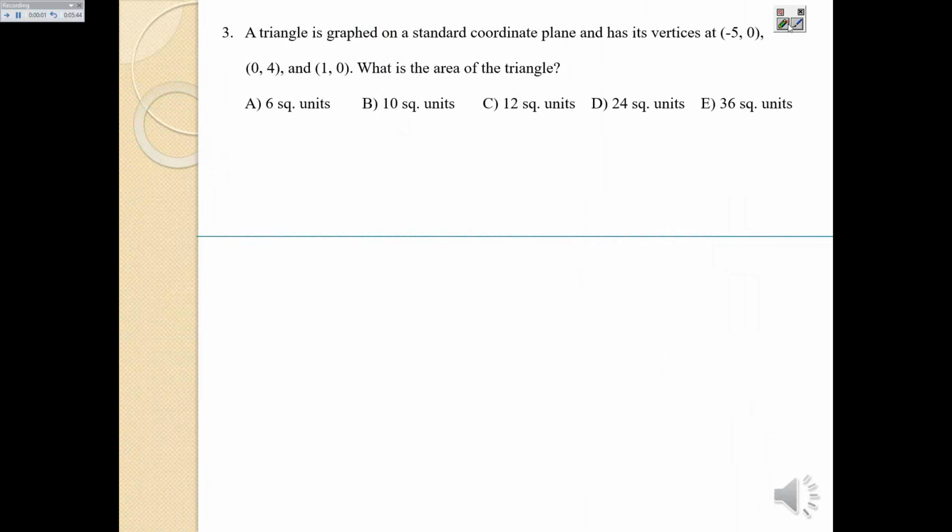Another one. A triangle is graphed on a standard coordinate plane. And people, when you do this, you have to draw it. It says it has its vertices at negative 5 and 0. And the minute you put your little dot down, put down your coordinates always. And another one at 0 and 4. There we go. Put down the coordinates. And another one at 1 and 0.